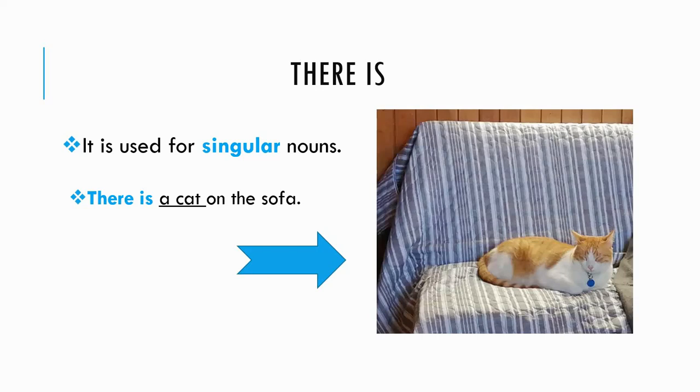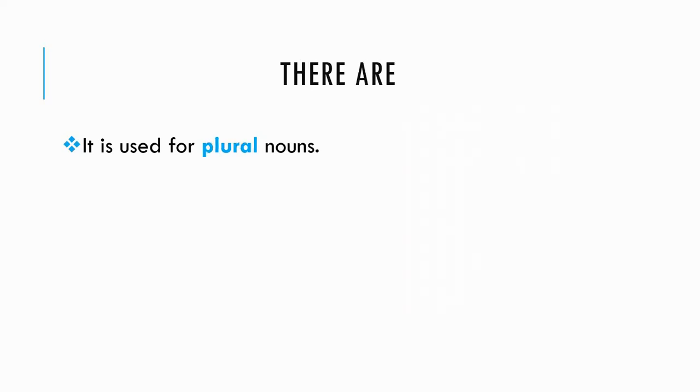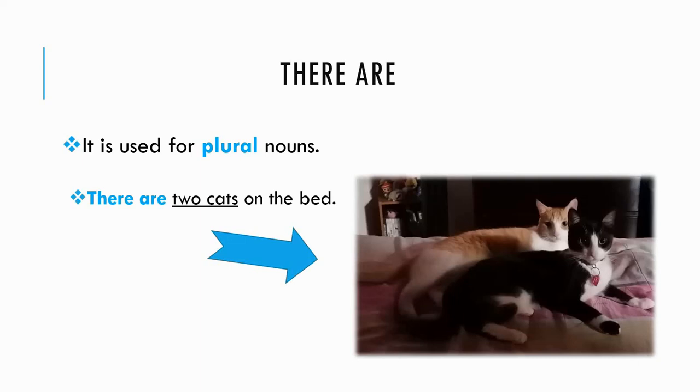It's the same. There is a cat on the sofa. Let's continue. There are is used for plural nouns. For example, there are 2 cats on the bed. In Spanish would be, hay 2 gatos en la cama. There are 2 cats on the bed.